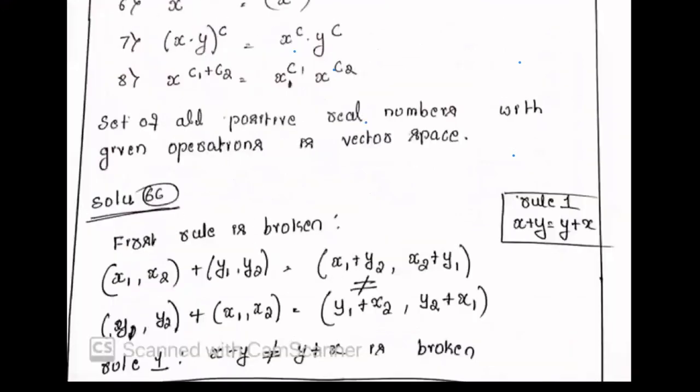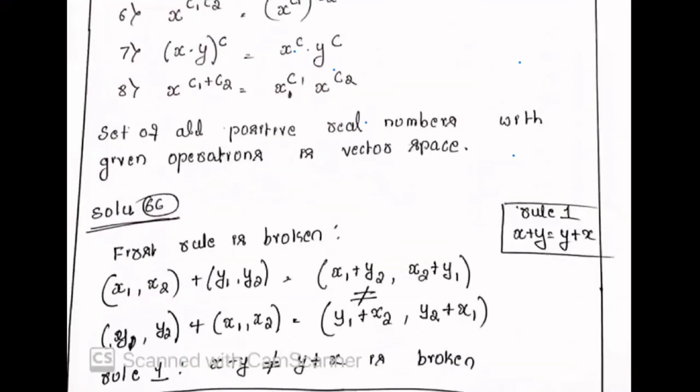So when you consider this, the actual example is this. That is how it is given. x1 comma x2 plus y1 comma y2 is nothing but x1 plus y2 and x2 plus y1. This is what is given in the question. So rule 1 is x plus y is equal to y plus x, the commutative law.